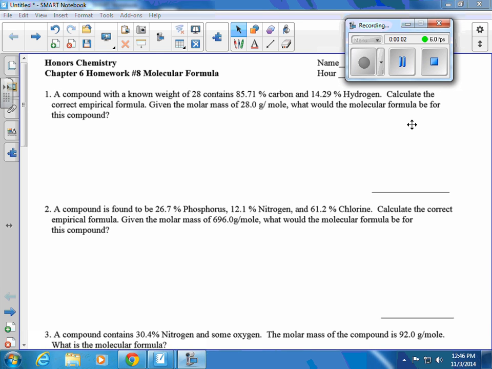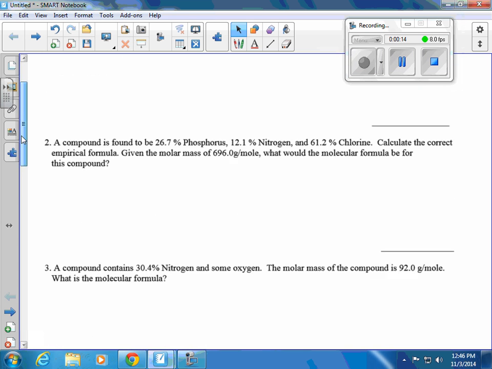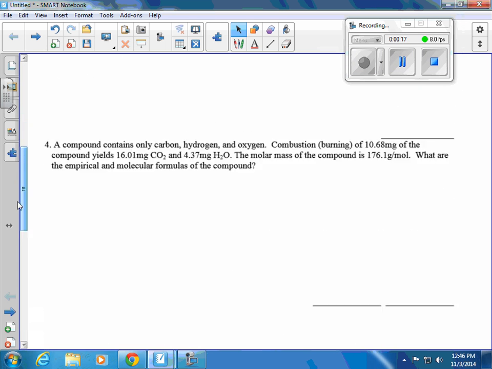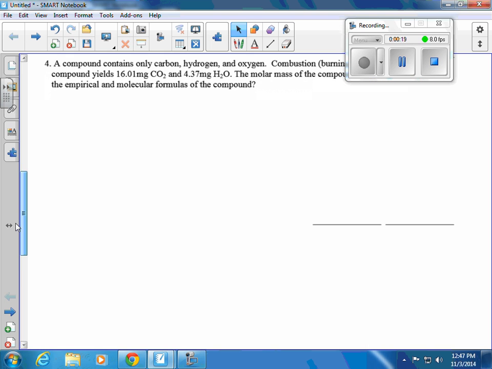Okay, so here we are again. For the honors students, we have another extension to the molecular formula. And so I'm on your homework number 8. And like I just mentioned in the last podcast, question number 1, 2, and 3 are exactly what I showed you. So I'd like you to take a look at question number 4.